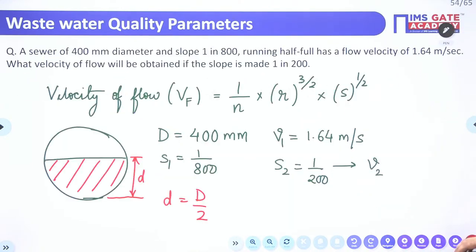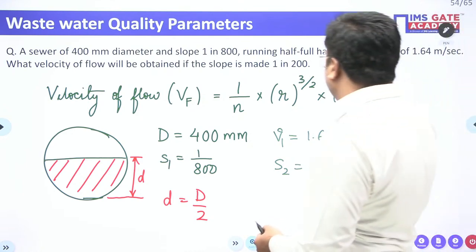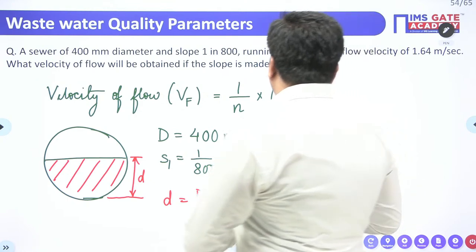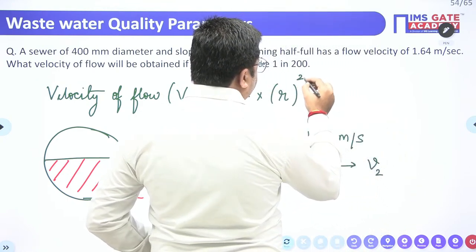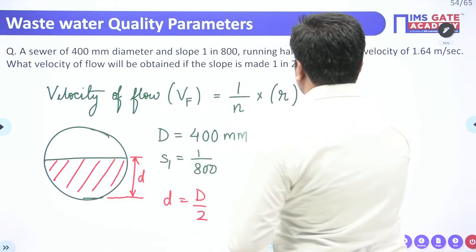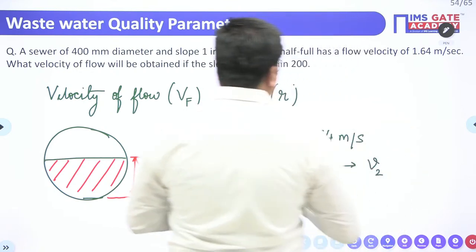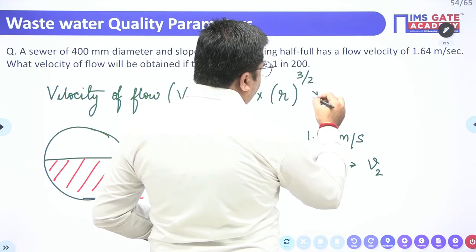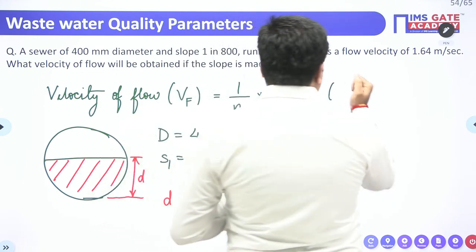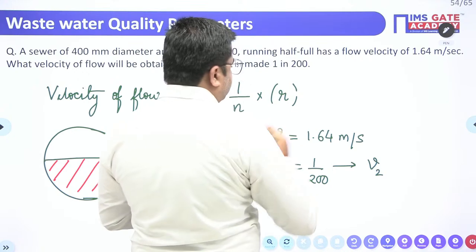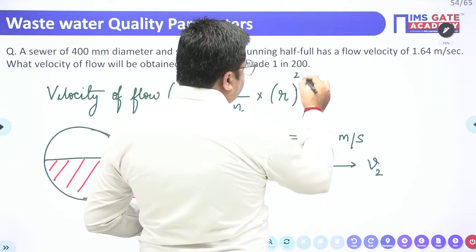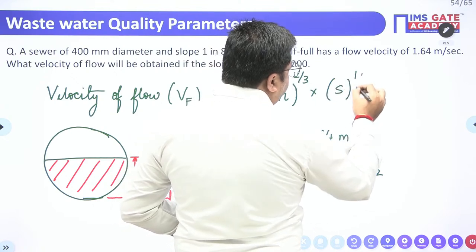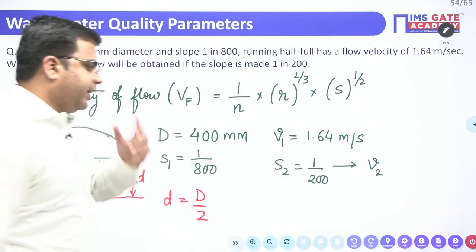Okay. I was saying 2 by 3 and I am writing 3 by 2. Okay. R raised to the power 2 by 3 and S raised to the power 1 by 2. No, it is R raised to the power 2 by 3 only, into S raised to the power 1 by 2. Okay, thank you. Thank you so much.